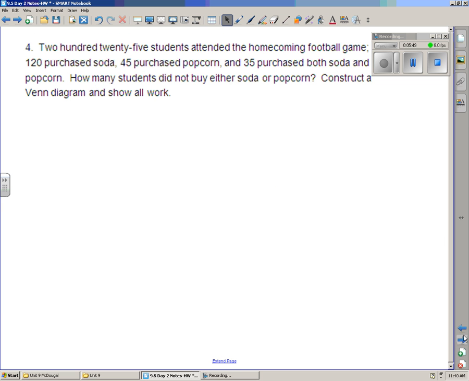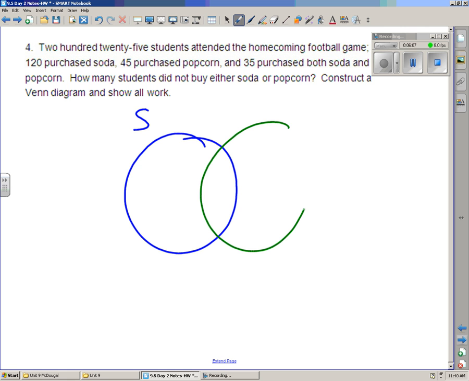Here we go. 225 students attend a homecoming football game. 120 get soda, 45 get popcorn, 35 do both. How many students do not buy either? So I'm not going to put the rectangle in it this time, but I could. So here we've got soda. Here we have popcorn. And then we need to start with the overlap. So we know for sure that there were 35 that purchased both. So that goes here. We know that for soda, there was 120.